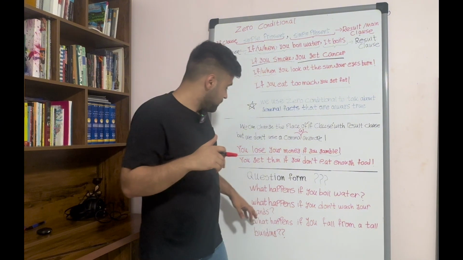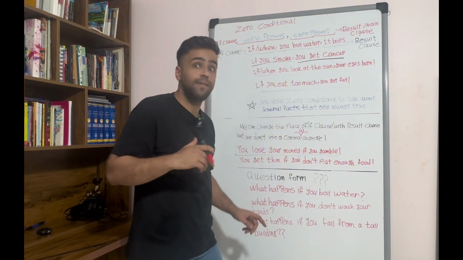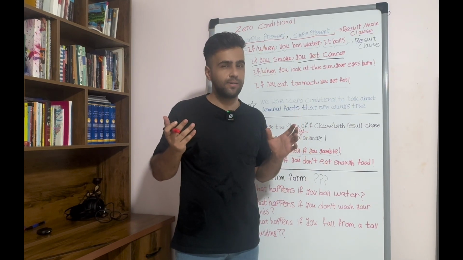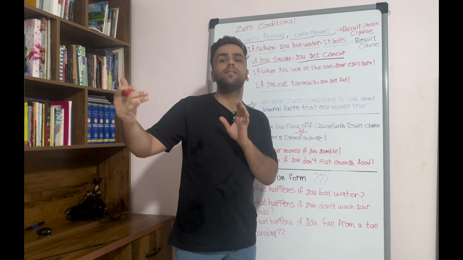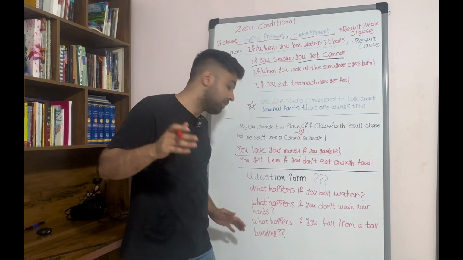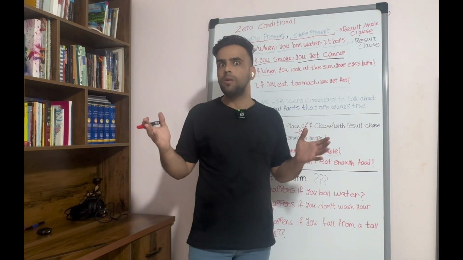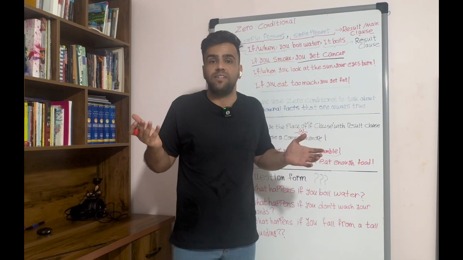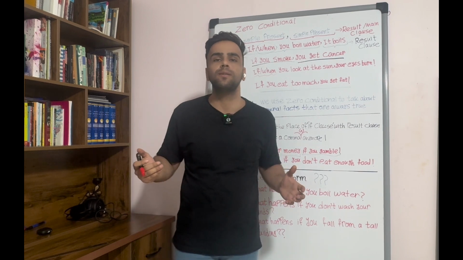Good. Another example: what happens if you don't wash your hands? If you don't wash your hands, you get sick, right? So this is a question form. We should use what happens if, again, simple present. Or what happens if you fall from a tall building? If you fall from a tall building, you die or you hurt yourself. So it's a fact. It doesn't matter where you are or who you are. It's not just for you, it's for everybody.